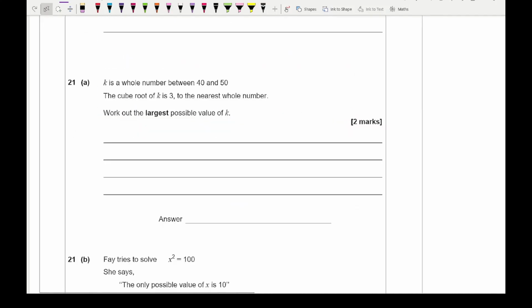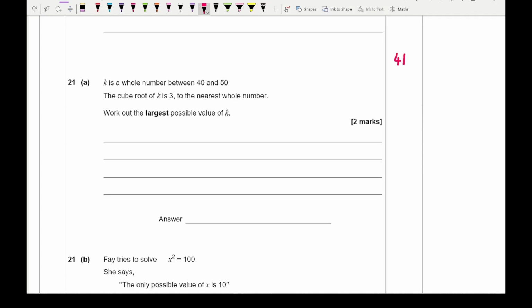So moving on to question 21a, it says k is a whole number between 40 and 50, and the cube root of k is 3 to the nearest whole number. Work out the largest possible value of k. Now for this, what I would strongly recommend is trial and error. Because we know it's between 40 and 50, it's exclusive of those numbers, so we start off with 41.